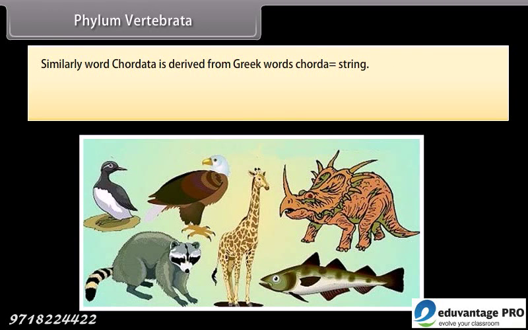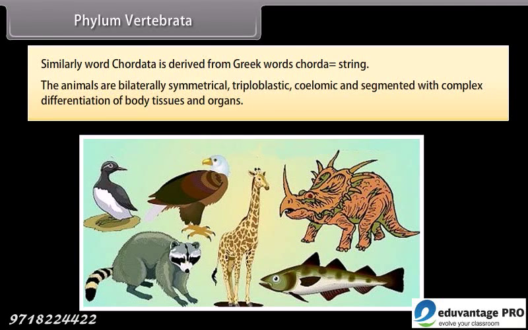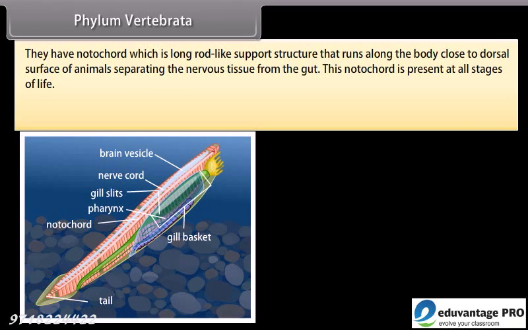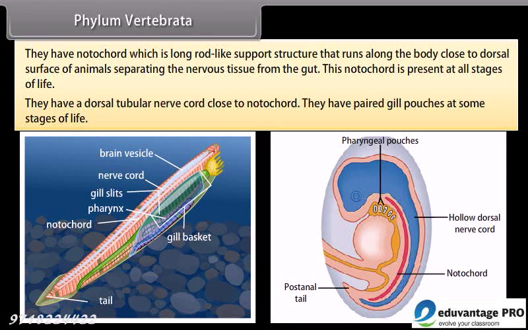Phylum Vertebrata. Similarly, word chordata is derived from Greek words chorda, which is string. The animals are bilaterally symmetrical, triploblastic, coelomic, and segmented with complex differentiation of body tissues and organs. They have notochord, which is long rod-like support structure that runs along the body close to dorsal surface of animals, separating the nervous tissue from the gut. This notochord is present at all stages of life. They have a dorsal tubular nerve cord close to notochord.